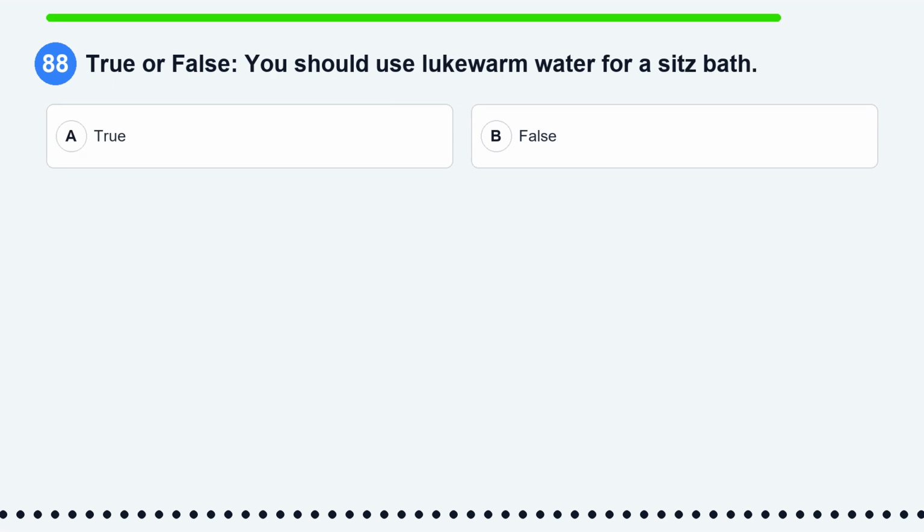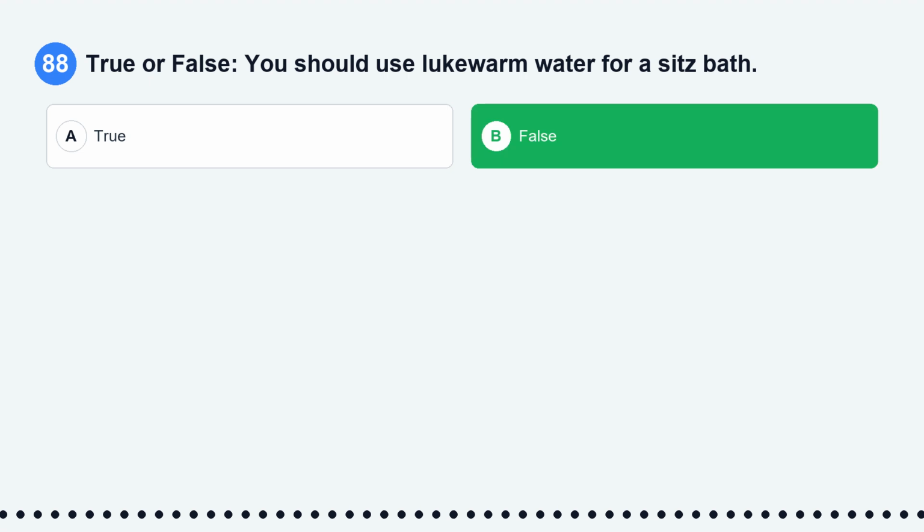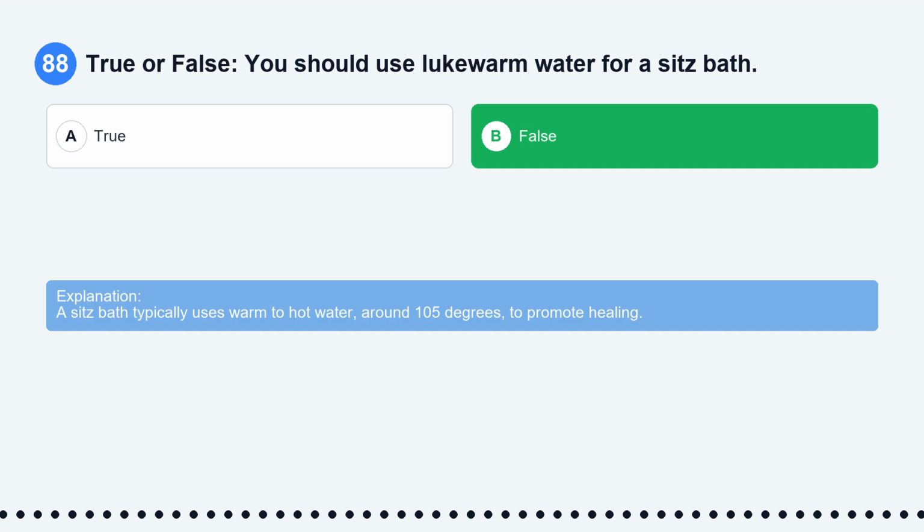Question 88. True or false, you should use lukewarm water for a sitz bath. Option A, true. Option B, false. The correct answer is option B, false. A sitz bath typically uses warm to hot water, around 105 degrees, to promote healing.